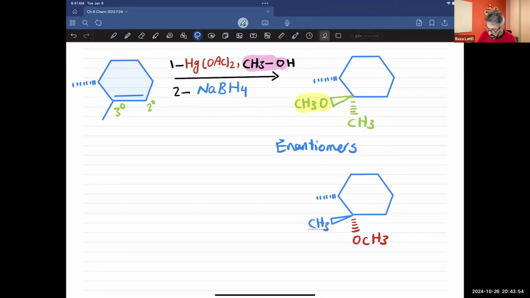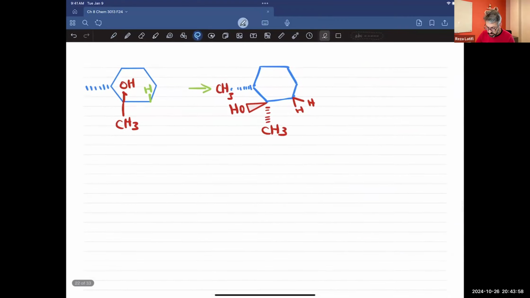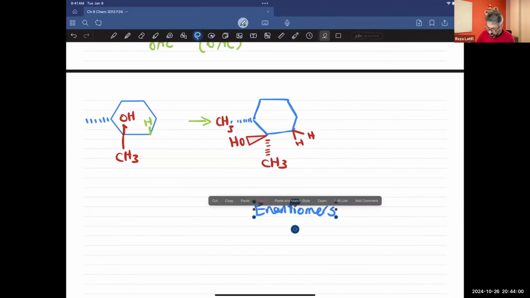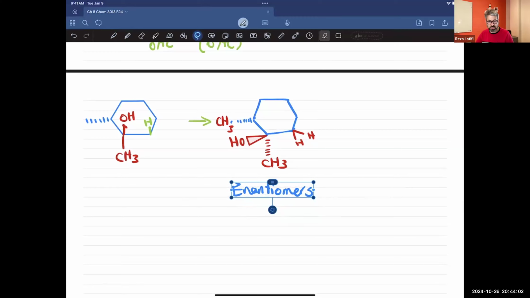And we had the same thing here. And so you get enantiomers. So technically, this is a stereocenter, and I do have another stereocenter here also. And so I have two stereocenters, and because I have two stereocenters, in this case, actually, I get diastereomers.